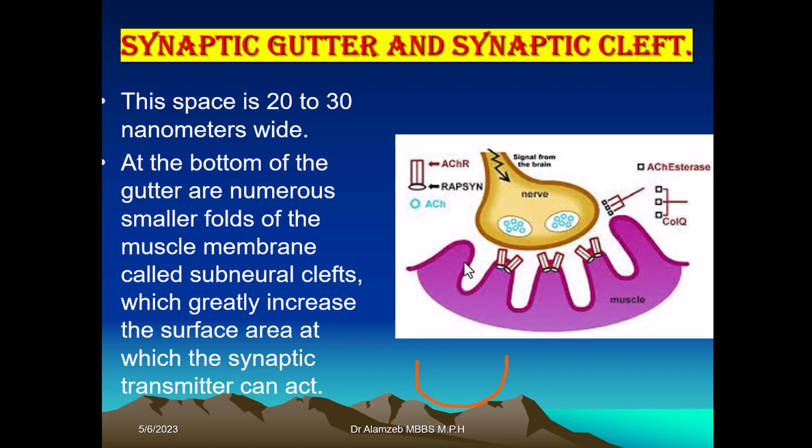You can see that on the surface of the membrane which makes a junction with the neuron, this area on the muscle surface is folded. So this actually increases the area for the neurotransmitter. If we stretch this area, it will be enlarged. So the folding of this membrane increases the area for neurotransmitters.